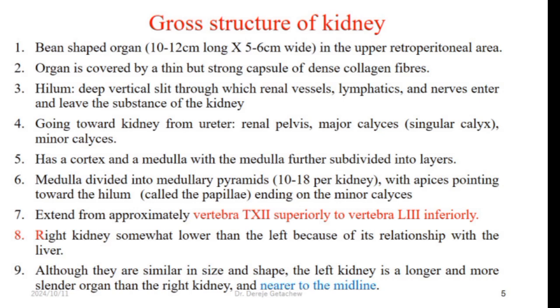Our kidney extends from approximately thoracic vertebra 12 superiorly up to lumbar vertebra 3 inferiorly, and the right kidney is somewhat lower than the left because of its relation with the liver. So even though the two kidneys are similar in size and shape, the left kidney is longer and a more central organ than the right kidney. It's also nearer to the midline.